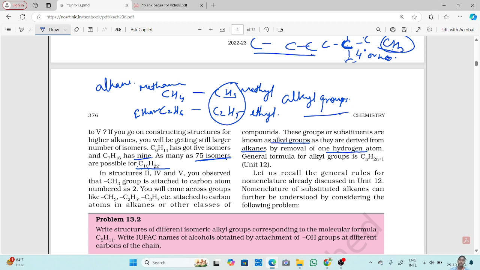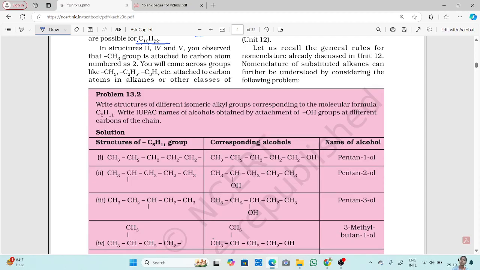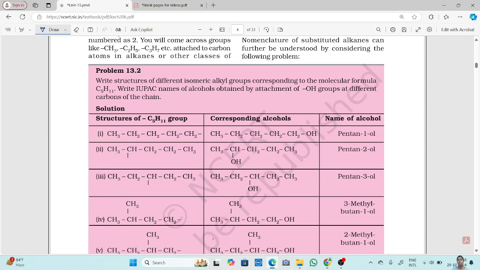Now general formula for alkane is CnH2n plus 2. For alkyl groups it will be CnH2n plus 1. We are removing one hydrogen. Okay. Now let us recall the general rules for nomenclature. The nomenclature of substituted alkanes can further be understood by considering the following problems. Now how you will name them? First you have to count the number of carbons, see on which carbon you have attached which functional group, and then you have to name them.